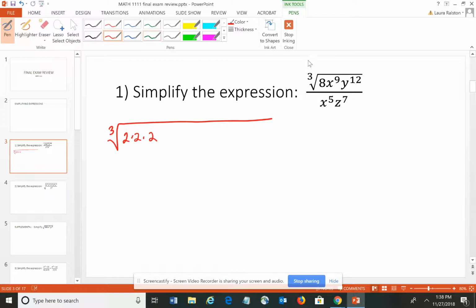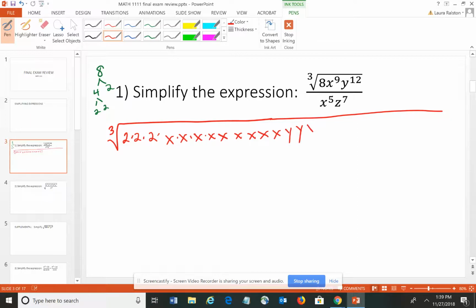If you need to, go off to the side and note that 8 is 4 times 2, but then 4 breaks down to 2 times 2, so that you have 2 times 2 times 2. Then we have x to the 9th, so we have 1, 2, 3, 4, 5, 6, 7, 8, 9 x's and 12 y's. 1, 2, 3, 4, 5, 6, 7, 8, 9, 10, 11, 12.